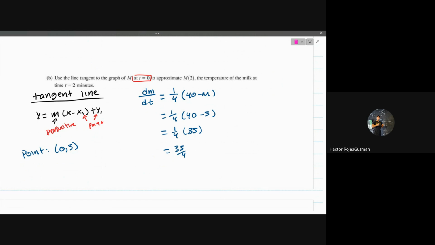That's your slope. So my tangent line is y equals 35/4 times (x minus 0) plus 5. Or in other words, oh, wait. My function here is with respect to t. So t minus 0. This was just the formula that I gave you, right? So this function itself can be simplified to y equals 35/4 t plus 5, my tangent line. Now, we're going to use it to approximate m of 2.